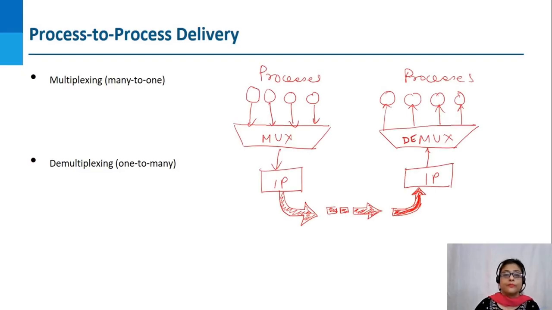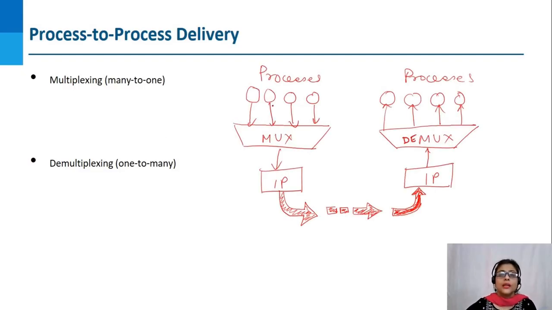For process-to-process delivery, we can have multiplexing. Multiplexing means many processes can be combined together and passed through a single line, so many to one. At the receiving end, we can have demultiplexing, where all the processes which are intermingled and passed to the server computer are then looked into by the port numbers. Based on the port numbers, they are fed to the different processes at the server end.